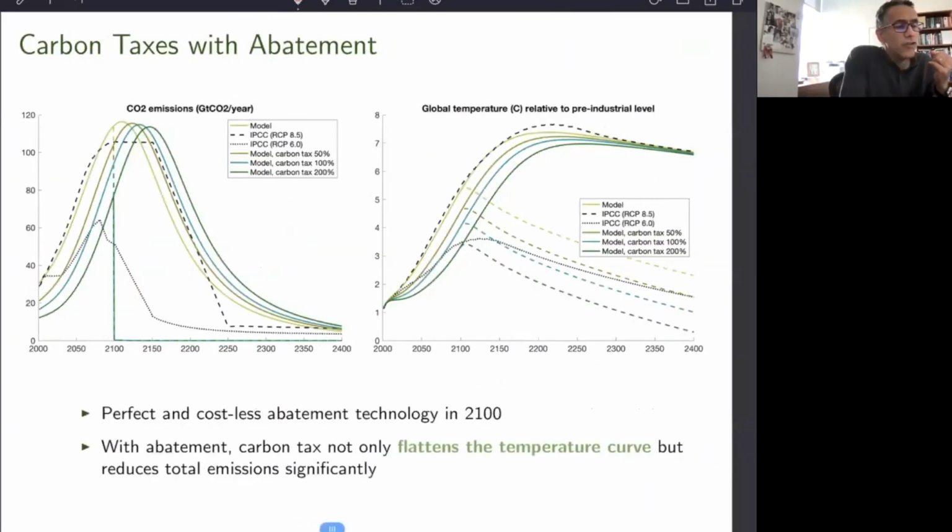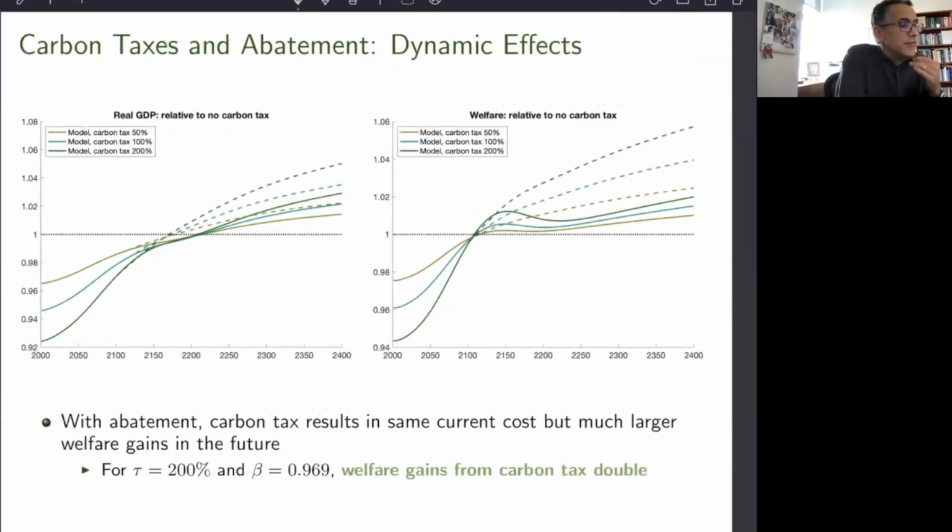Okay, so let me say a couple more things. You flatten the temperature curve. That's what I told you the carbon tax does, and so that's particularly good if the cure is coming. If an abatement technology is coming, of course, the carbon tax becomes a much better solution. So combining carbon taxes with investment in abatement technology is very important.